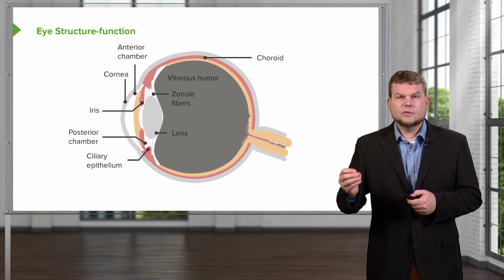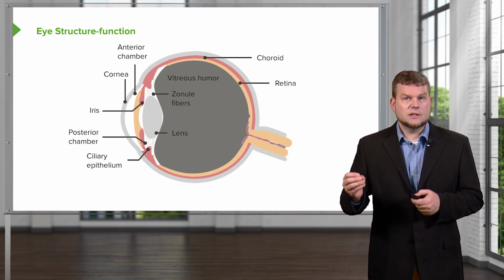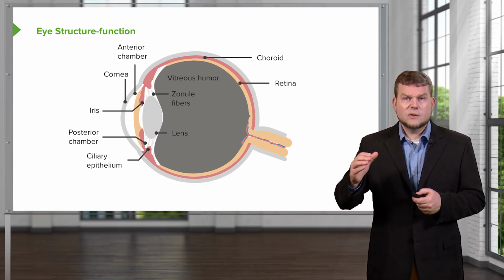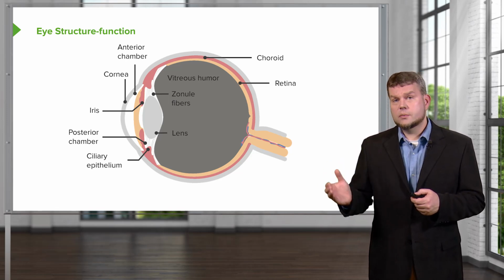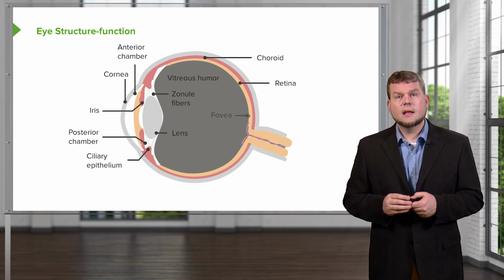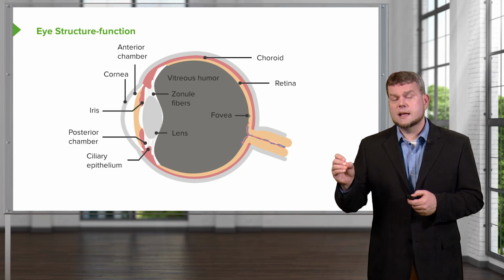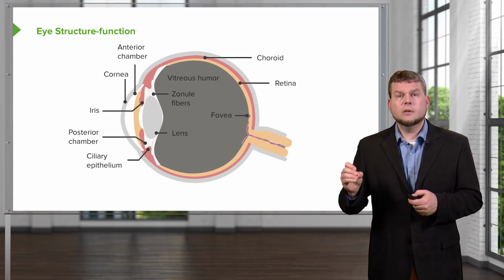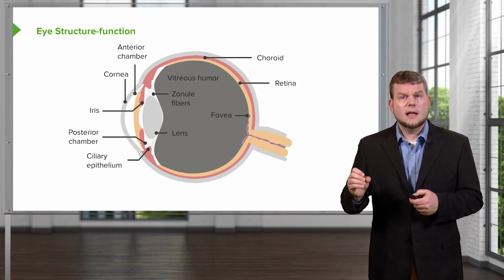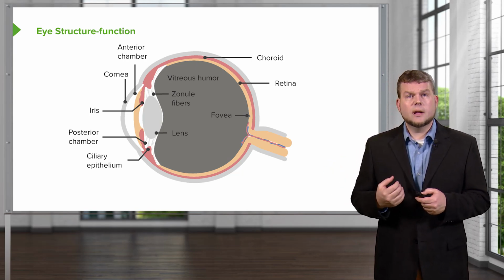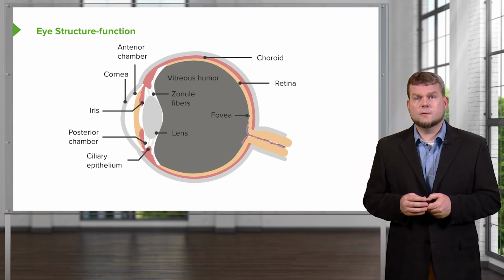You also have other structures towards the back of the eye, such as the retina. The retina is going to have our photoreceptive cells in it. There's a couple special spots like the fovea, which only have cones in it. And we're going to go through rods and cones quite a bit when we talk about eye structure-function relationship.